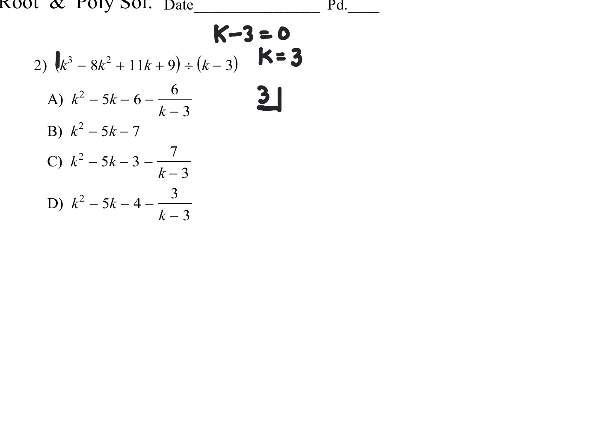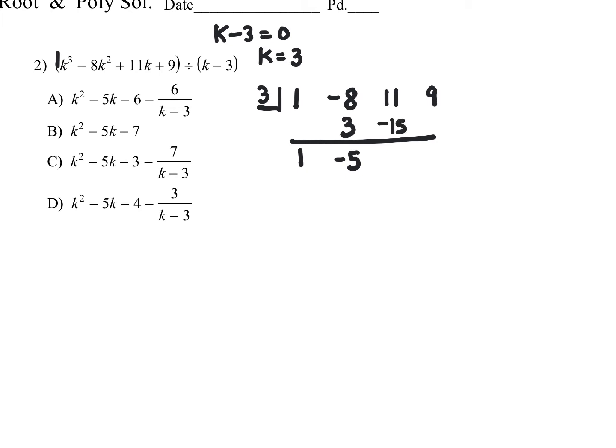We know it's 1, -8, 11, 9. So for synthetic division, what you have to do is drop the 1. You multiply 3 times 1, which gives you 3. And then you add -8 plus 3, which gives you -5. And you have 3 times -5, which gives you -15.